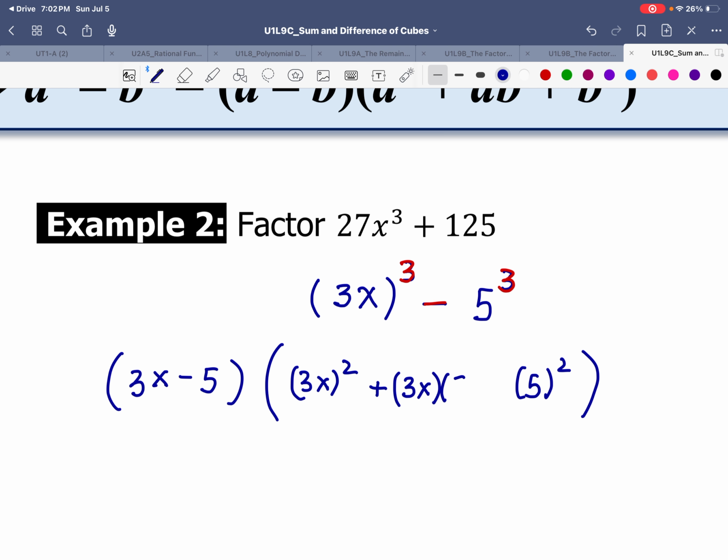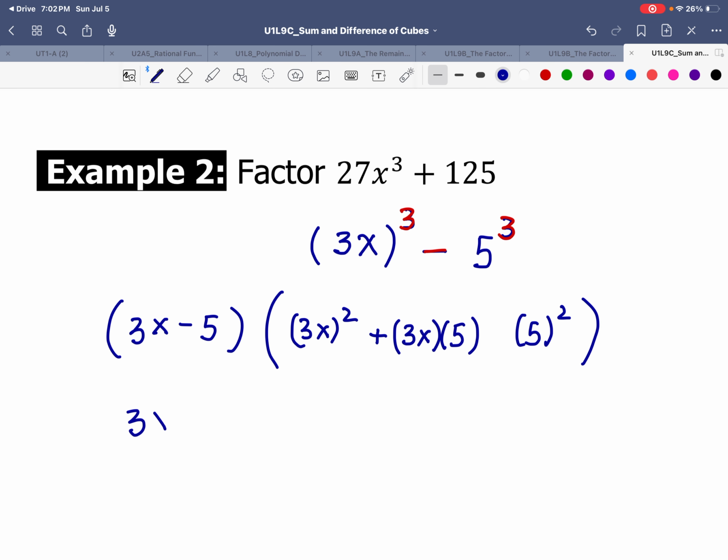Obviously, I'm showing the steps in here because I'm explaining it, but you can write this in one step because you are very skilled in simplifying expressions a lot faster than I'm pretending here. So 9x squared plus 15x plus 25. And this would be the completely factored form of it.